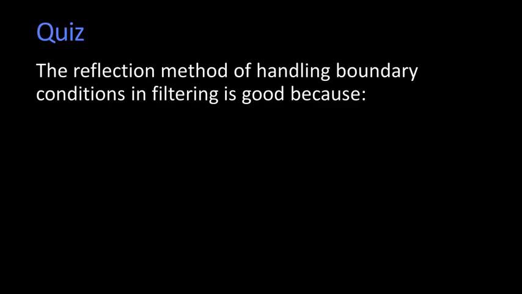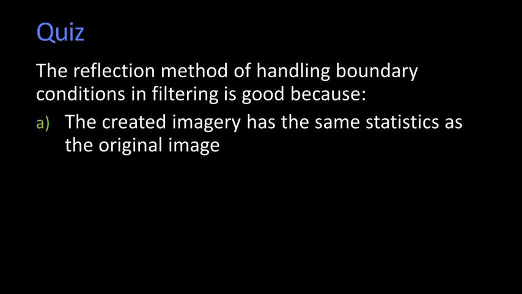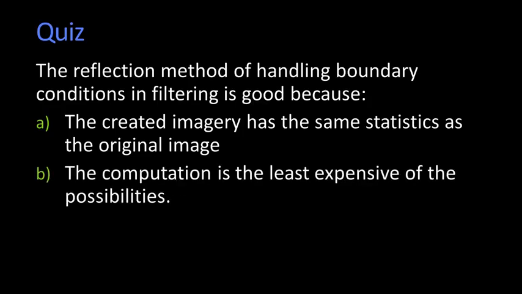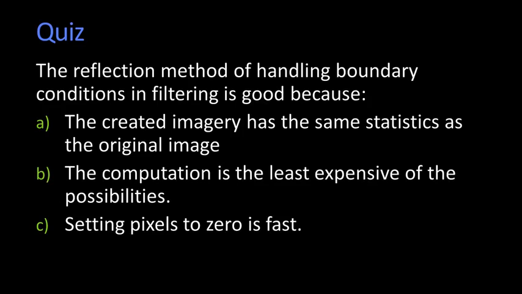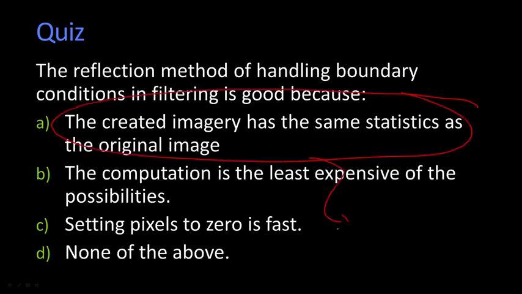The reflection method of handling boundary conditions in filtering is good because A, the created imagery has the same statistics as the original image. B, the computation is the least expensive of the methods. C, setting pixels to 0 is quick. Or D, none of the above. Well, C is true but irrelevant. B is false but irrelevant. A is the correct thing. The imagery that you create by doing that reflection has the same statistics, and I guess I should have also written no obvious edge induced, right? When I did that reflection, it was actually hard to see where those edges were.